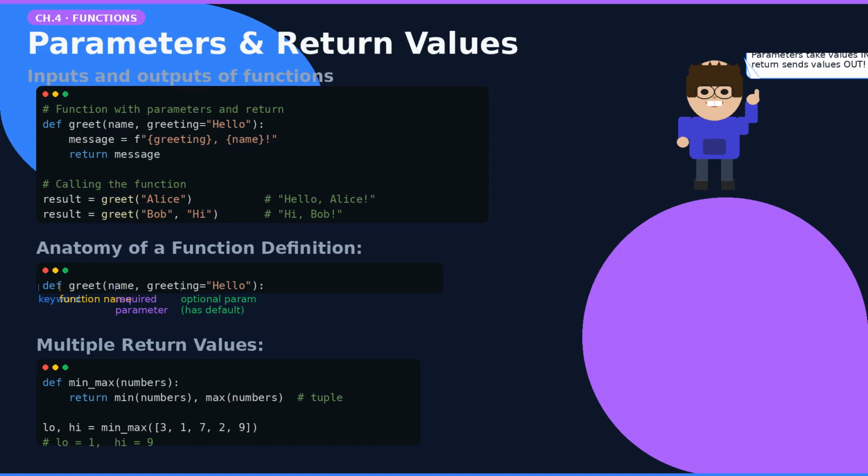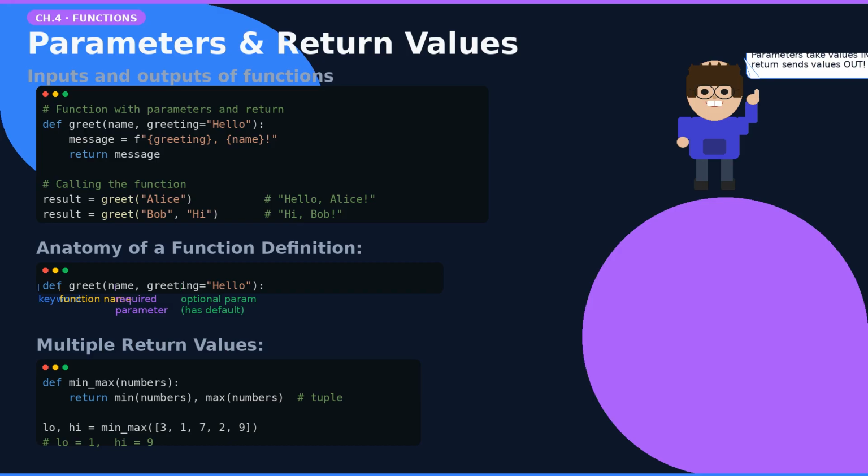Watch how our two functions work together. The greet function takes a required name parameter and an optional greeting with a default of hello. When we call it with just a name, it uses hello. When we pass a greeting too, it uses that instead.